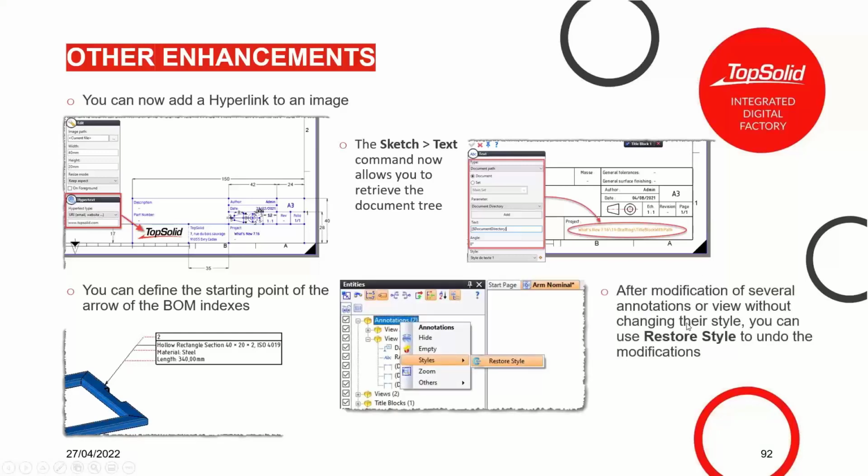And then after modifications of several annotations or views without changing their styles, you can use Restore Style to undo the modifications. So you can right click on your annotations here and just restore the styles if you need to.